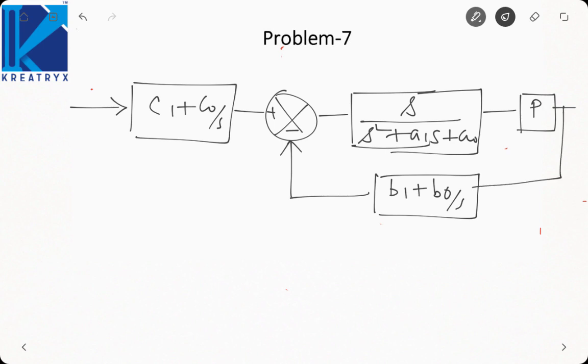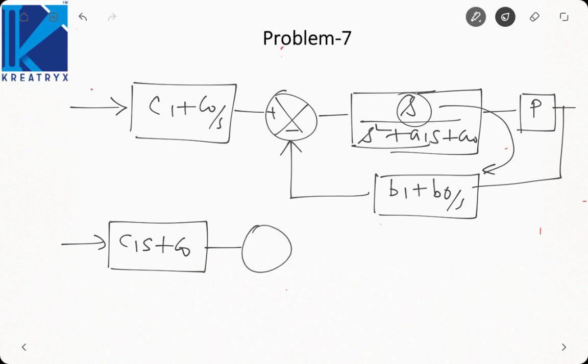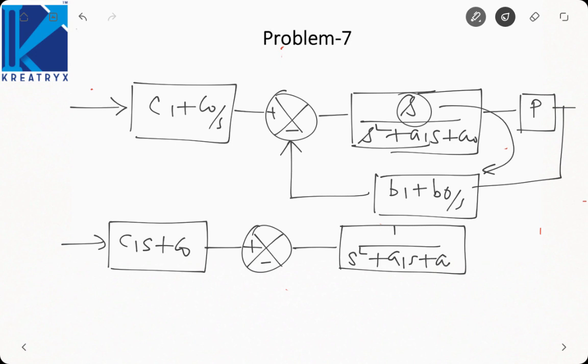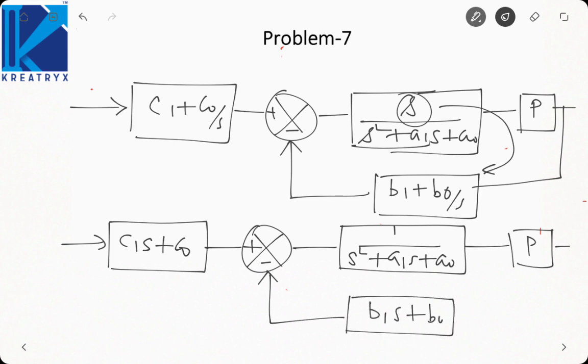Okay. Now what to do is take this S outside. So this S is getting feedback here also, so we need to multiply it by S and we will take this S outside. So it would be C1S plus C naught plus minus 1 upon S square plus A1S plus A naught, then P, then it would be B1S plus B naught. Now you can directly compare the two block diagrams. This would be my X, Y and Z. So this is how we can identify the output.